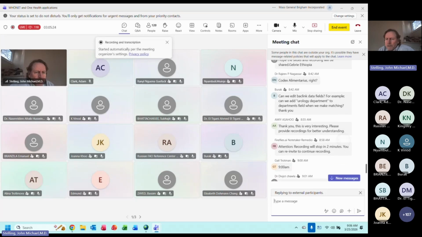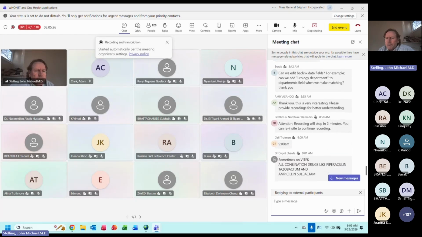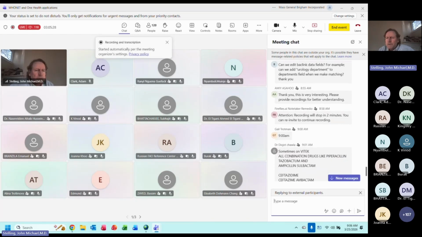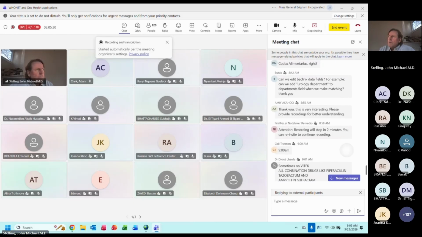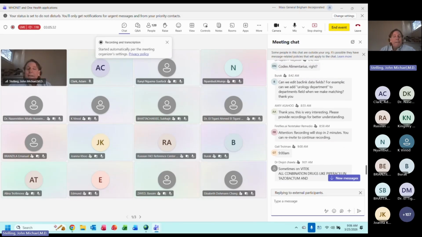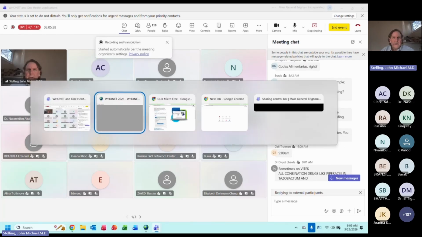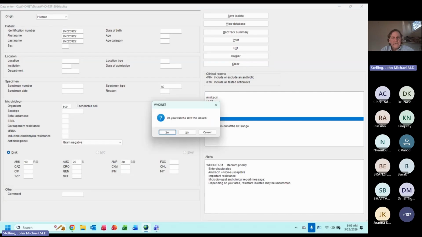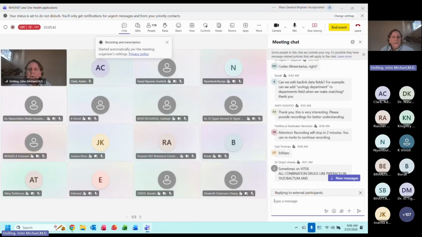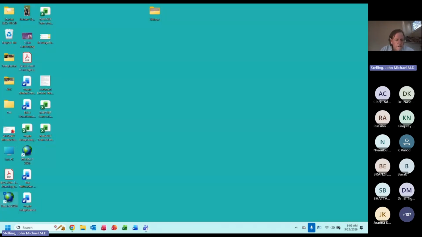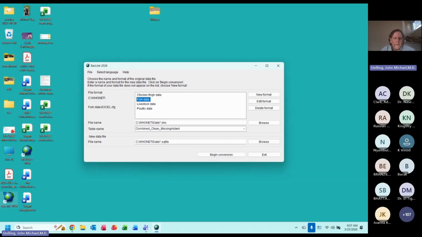Slides will be available. Can we edit backlink data fields? For example, can we add urology department to department fields? Adding urology department is a feature that WHONET offers, to add it to the list. I'll show you what a backlink does, if I can get to that screen easily. With backlink, you cannot change the backlink list, but you can enter free text. So the answer to your question is sort of yes.